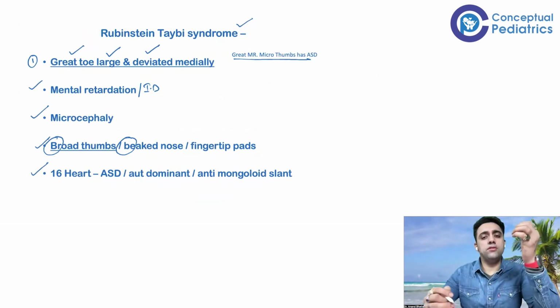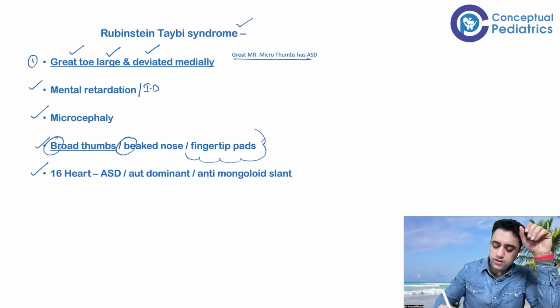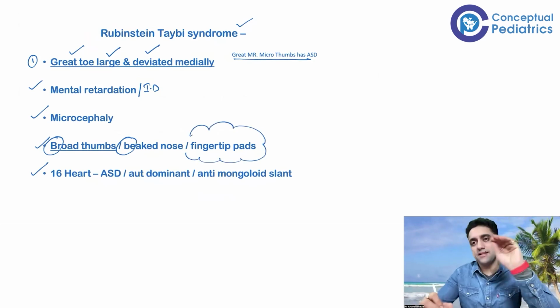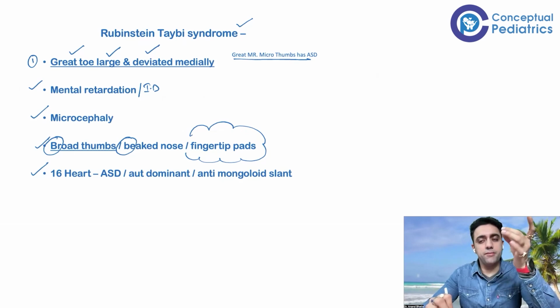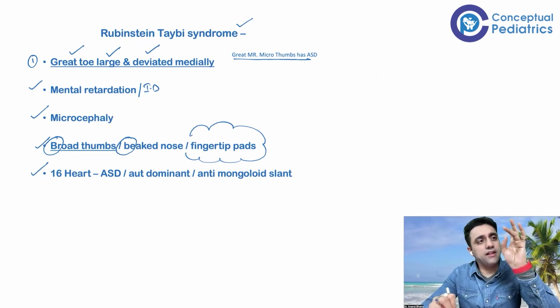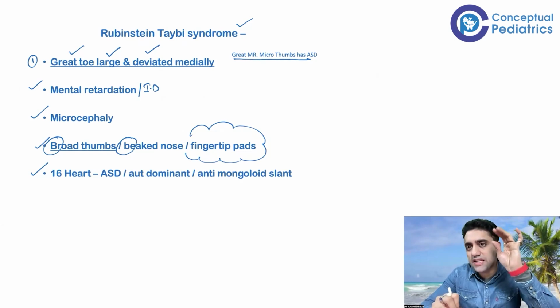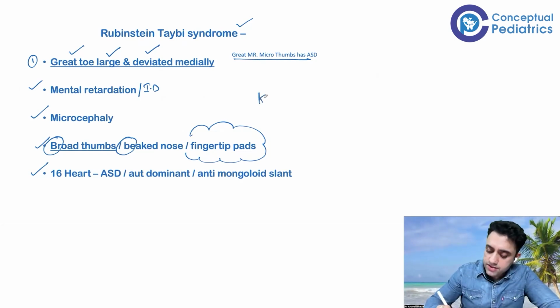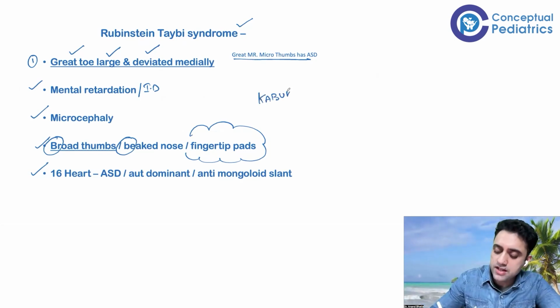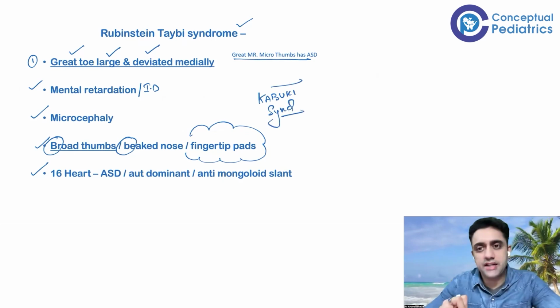And also, this is one very beautiful point. You also see the fingertip pads. In the fingertips, you have the pads because a little bit of fat is there, like a little fat deposition in the fingertips. That is also seen in one syndrome known as Kabuki syndrome. In a case of Kabuki syndrome, also remember you have the fingertip pads. And Great Mr. Micro Thumbs has ASD.